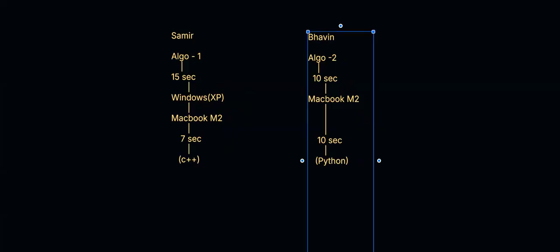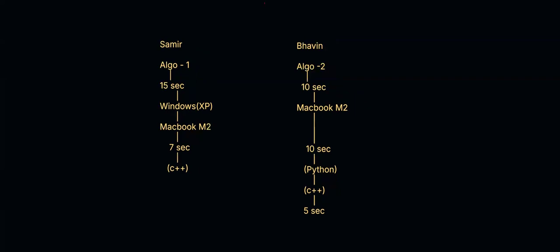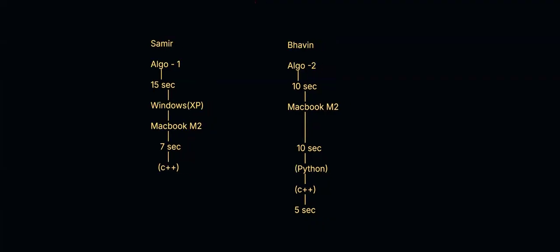So what happened after that? Bhavin wrote the same algorithm in C++. After that, the time came out to be 5 seconds and Samir still has 7 seconds. So when Samir wrote his code in C++ on a MacBook M2, it took 7 seconds, and Bhavin wrote the same type of algorithm in C++, it took around 5 seconds.